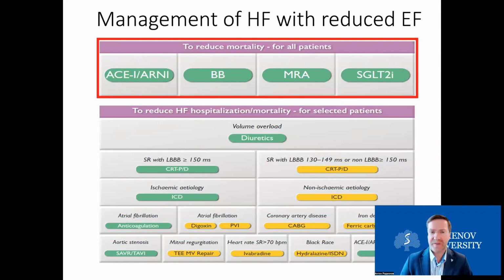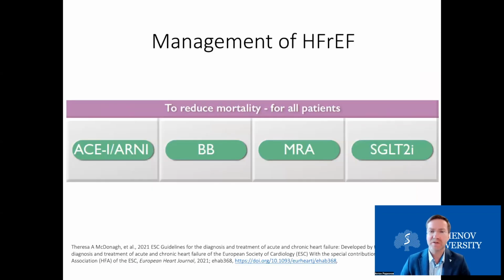So, medication treatment. Let's first of all discuss the management of heart failure with reduced ejection fraction, with these figures taken from the guidelines of the European Society of Cardiology. First line is 4 groups of drugs to reduce mortality, which must be administered to all patients. So, that's a must. Every patient must receive at least 4 groups of drugs which reduce mortality and improve prognosis.